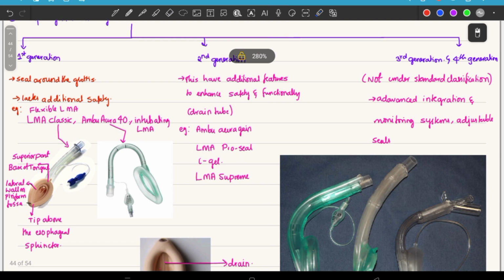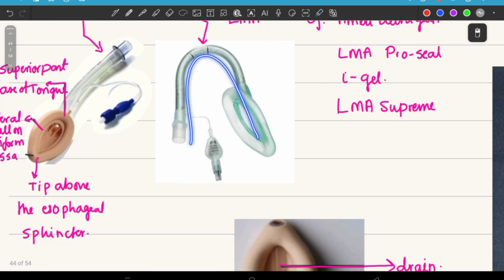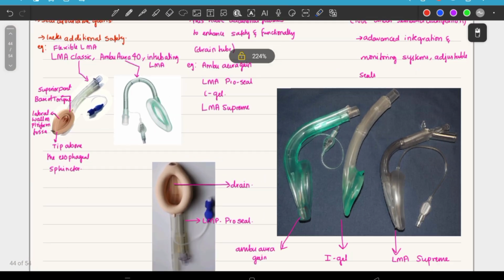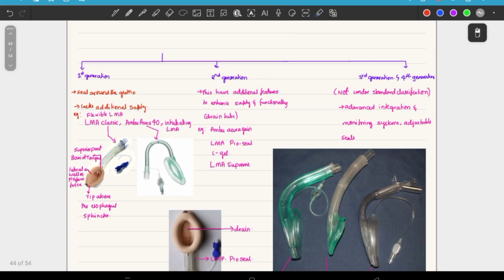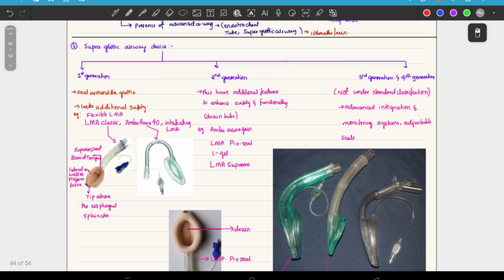First generation, the main thing you have to see is the drain tube. See, here there is only one tube, here also one tube. That is the first generation. This is the easy way to identify.